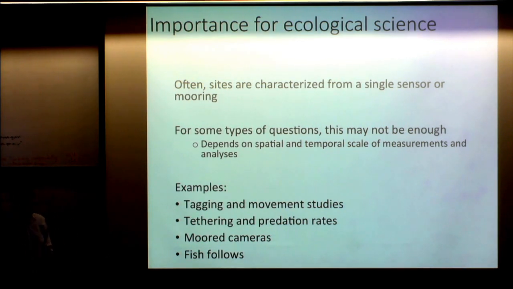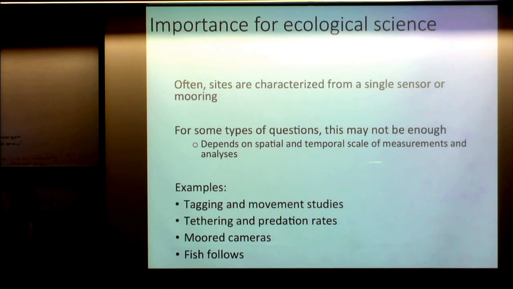And a lot of the times when we do some kinds of ecological work in a kelp forest, we'll characterize the oceanographic environment from that site with one sensor or one mooring. And while, of course, lots of times that's the only thing we can do, depending on your question, that may not always reflect what the kelp forest as a whole is doing oceanographically. So there are probably plenty of questions where this sort of fine-scale variability isn't a big factor.